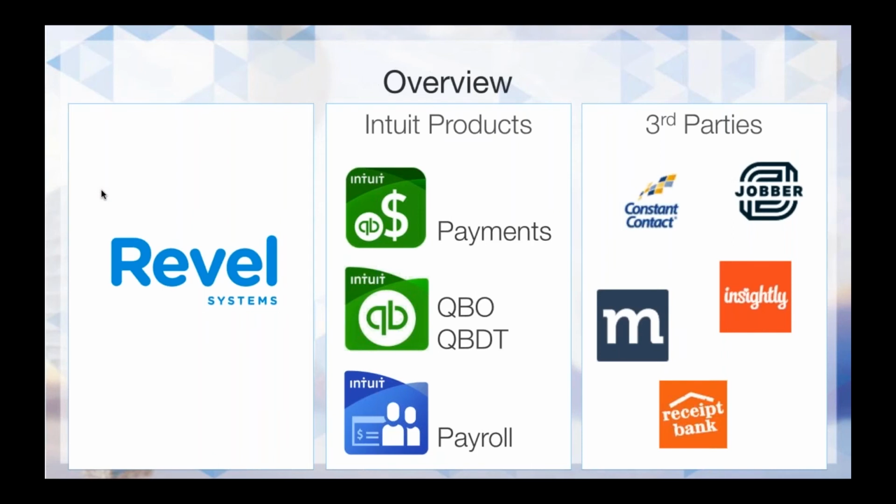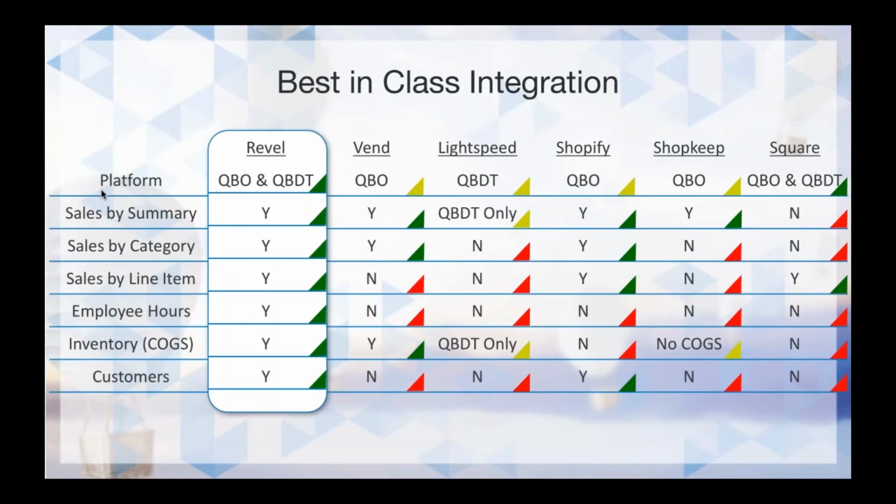So the Revel integration is built specifically to integrate with QuickBooks Payments, QBO, QBDT, and Intuit Payroll. The thought is that Intuit Payments, QBO, QBDT, and Payroll all have a whole host of third-party integrations. So Revel pushes your data into your QuickBooks Online or QuickBooks Desktop and creates your weekly payroll. And then from there, Intuit can push that data elsewhere into things like Jobber, Constant Contact, and so forth.